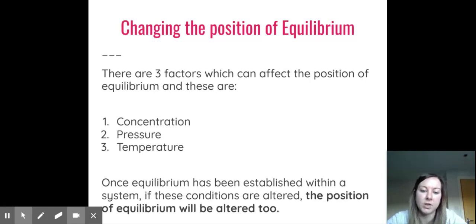And what we can do is we can alter the position of that equilibrium to suit us. So if we want more product to be produced, we can influence the position of equilibrium to shift more to the product side. If we want more reactants to be produced, we can do the same. We can change one of these factors and make the equilibrium lie closer to the reactants side. In this lesson today, we are only going to look at concentration, and we will look at pressure and temperature in lesson 2.